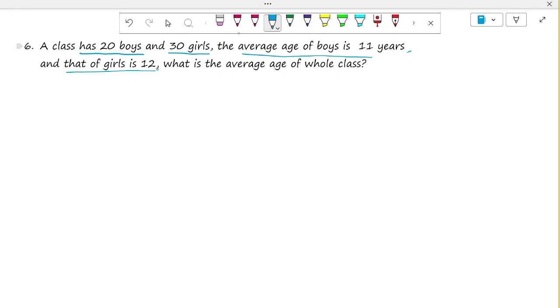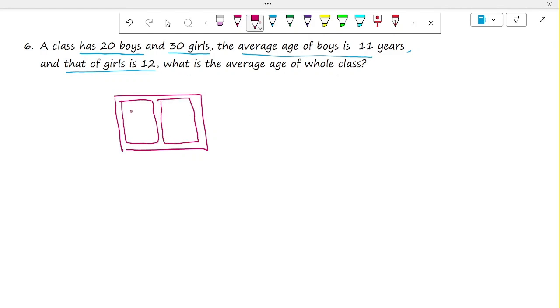And as I have told you, don't just directly jump into the formula whenever you get these kinds of questions. Just try to analyze using a graphical representation. Okay, I'll tell you how you can draw a graphical representation. You see, there is a class, and there are boys and girls in the class. These are boys and these are girls. Okay, there are 20 boys and 30 girls.